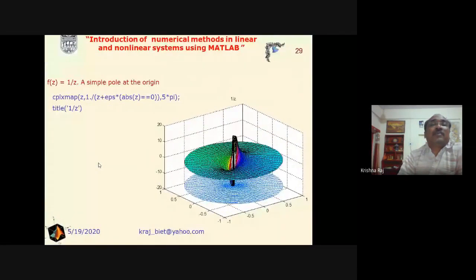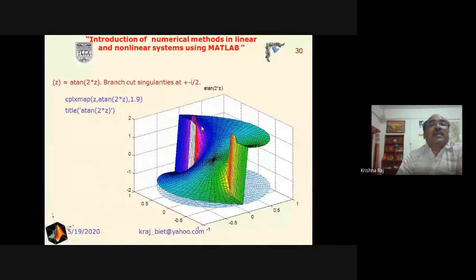Now if we consider here fz as 1 by z, a simple pole at the origin, then the three-dimensional plot of this one, that is the simple pole at the origin, may be described by this one. Now if we consider here the branch cuts, the singularity is at plus minus j by 2, then the same command, and this will be the graph here.